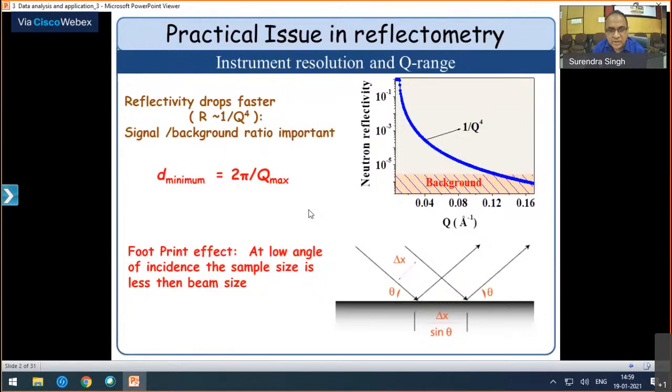Another thing I said is the geometrical effect, or footprint effect, where at low angle of incidence, when your beam size is greater than your sample size, the whole beam doesn't fall on the sample. We correct that by sine theta and multiply to make the reflectivity pattern.